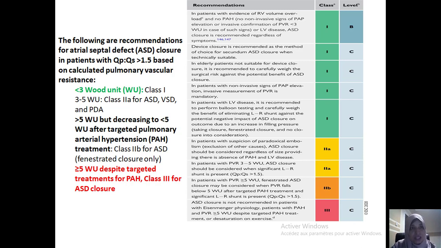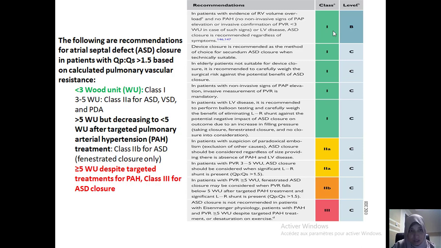And in summary, these are the recommendations for atrial septal defect closure according to the European Society of Cardiology guidelines. So, we recommend closure of the defect in all patients with evidence of right ventricle volume overload and no pulmonary hypertension, and this regardless of symptoms. And this is a class 1B recommendation. Device closure must be the method of choice for secundum ASD closure when technically suitable.